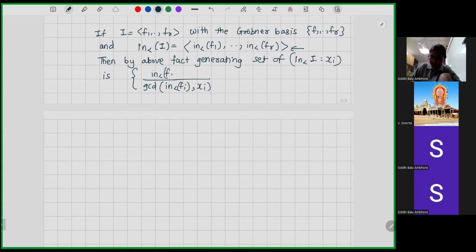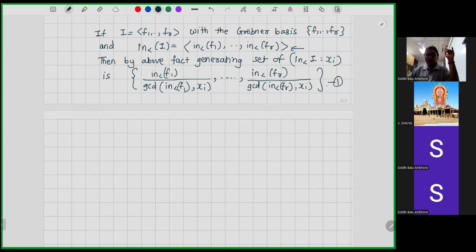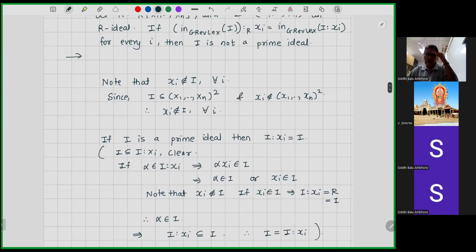and so on up to the leading term, the highest degree term with respect to the given order, of f_r, comma x_i. We denote this by 1, let us say. So I hope this so far is clear.